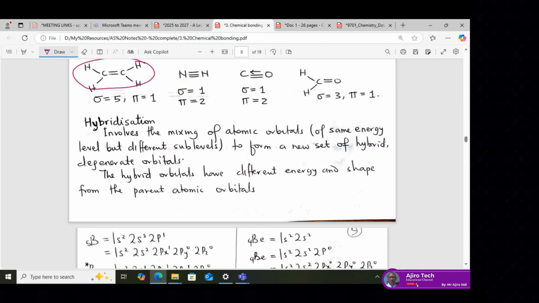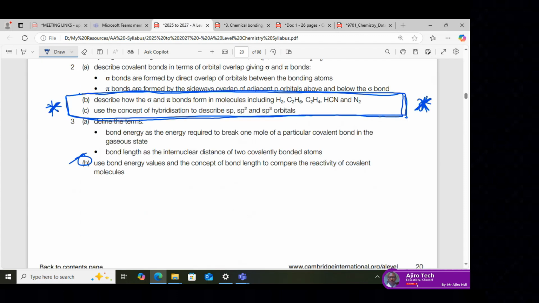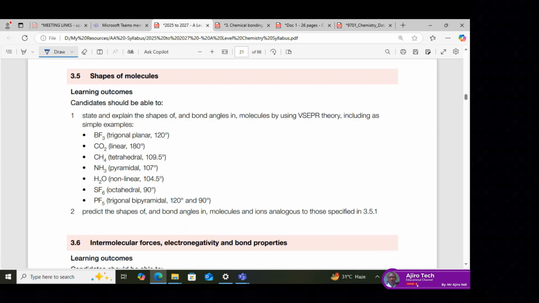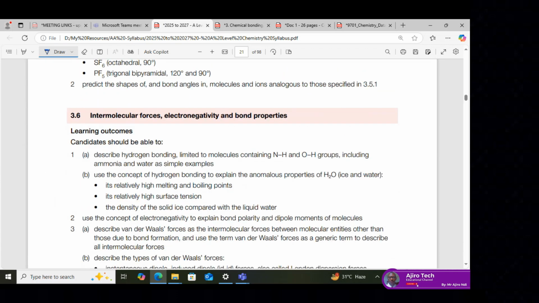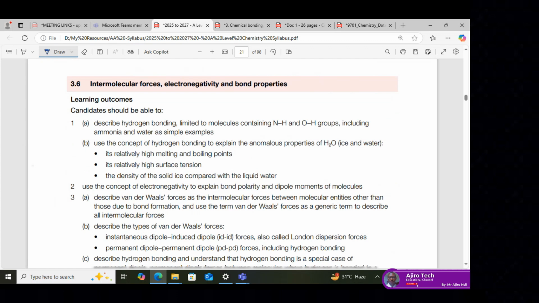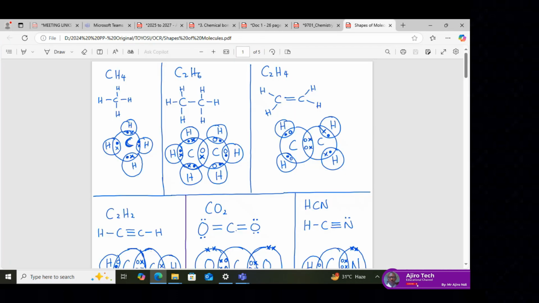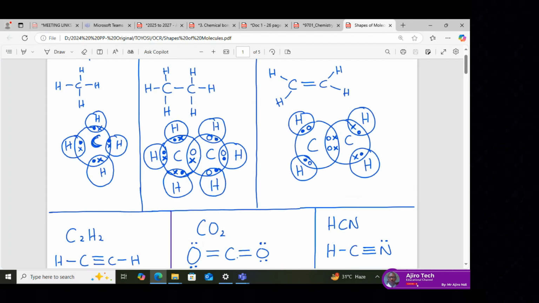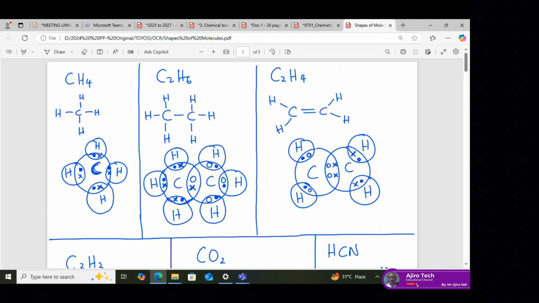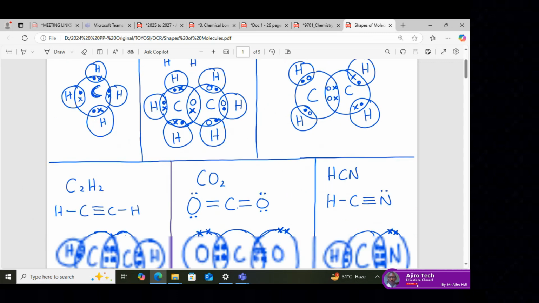I'm done with that. Now, let's see the next one. Now, shapes of molecules. There's one I drew for one student. I've discussed it. I'll just send you. If you want to go by, look at this. Can you see my screen? Yes, I can.